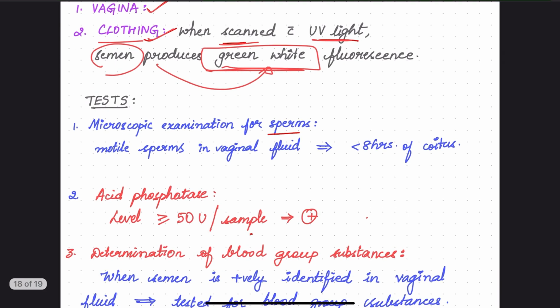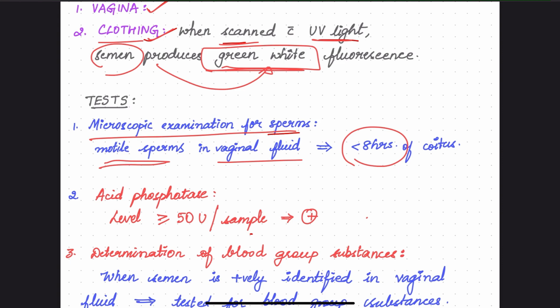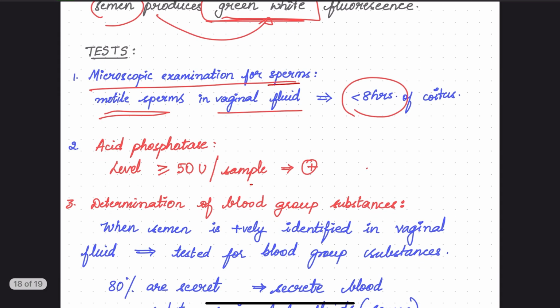Microscopic examination for sperms: when you collect this vaginal fluid, if motile sperms are present, that indicates intercourse within 8 hours. Within 8 hours, intercourse has taken place if motile sperms are present. And in vaginal fluid, you perform a biochemical test. Acid phosphatase: if it is positive, and the levels are more than 50 units per sample, semen is said to be present.